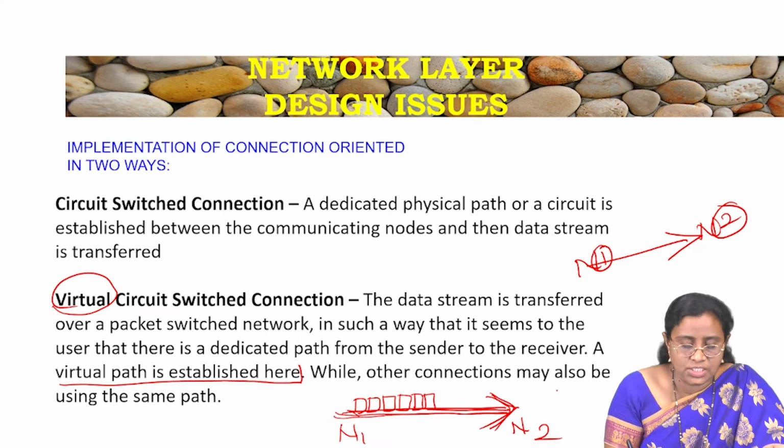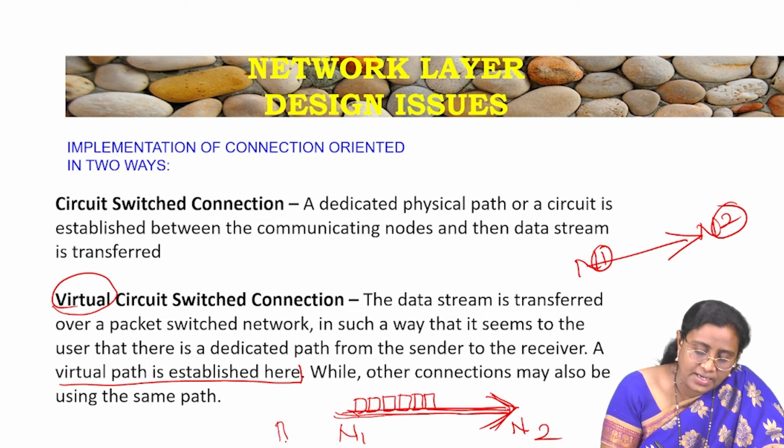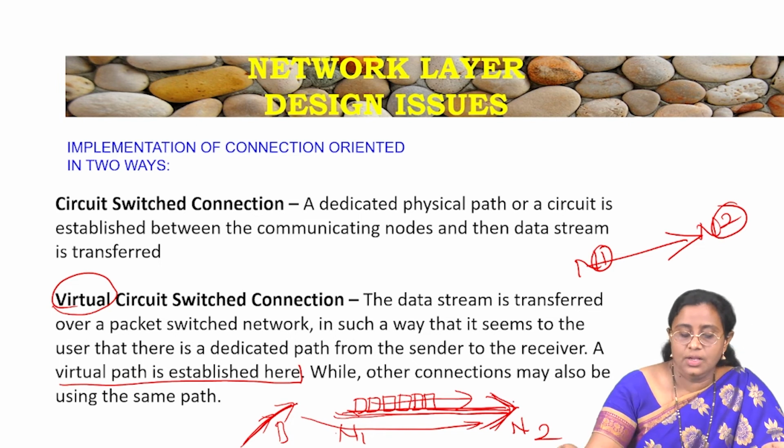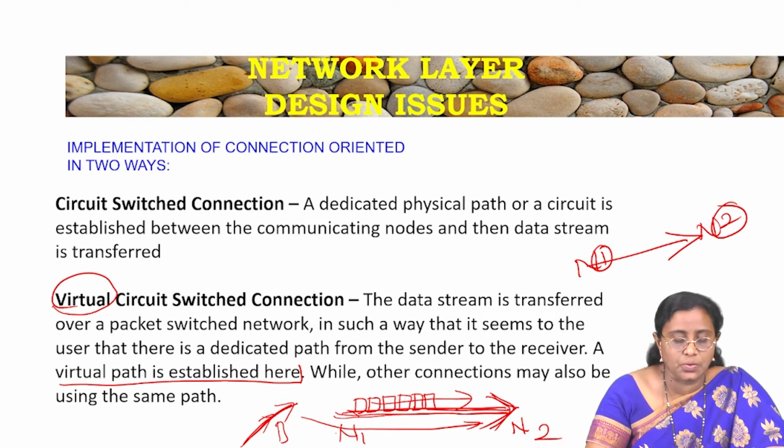That means other connections may also be using the same path. The other datagrams that are ready to travel in the other direction can also, if the route is free, use this path from one node to another node. That is nothing but the virtual circuit switched connection.